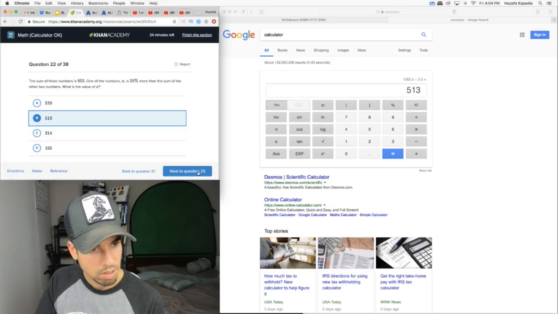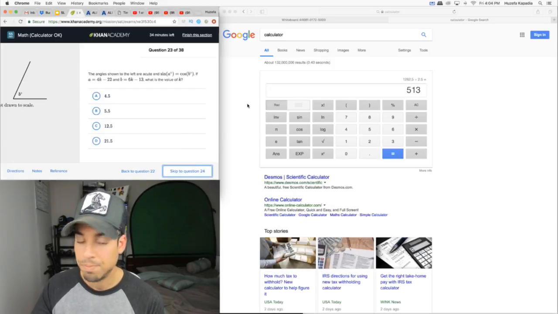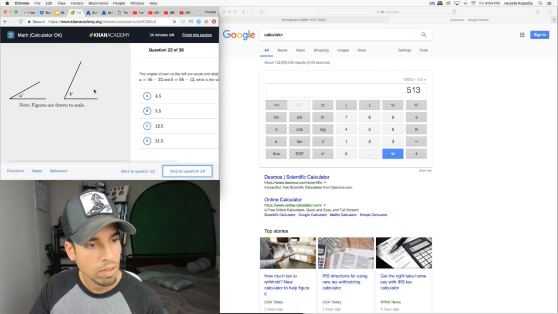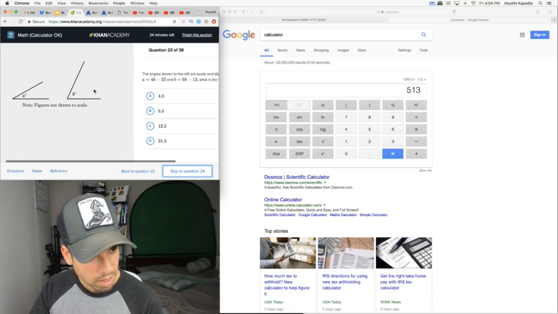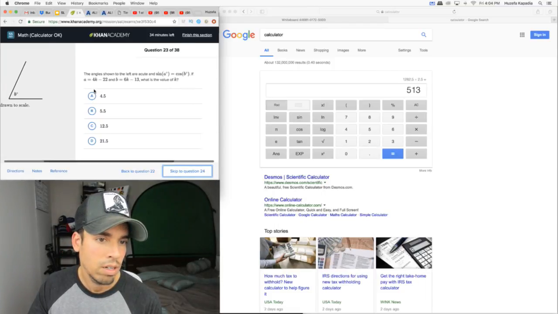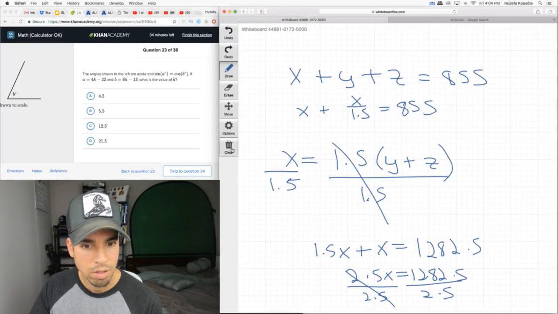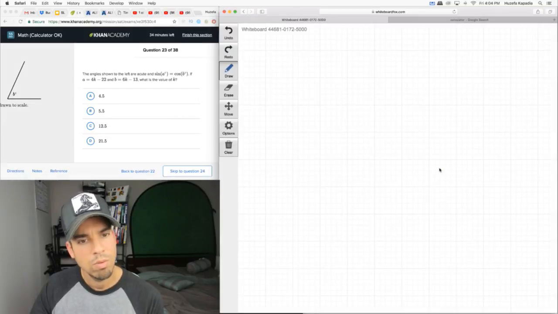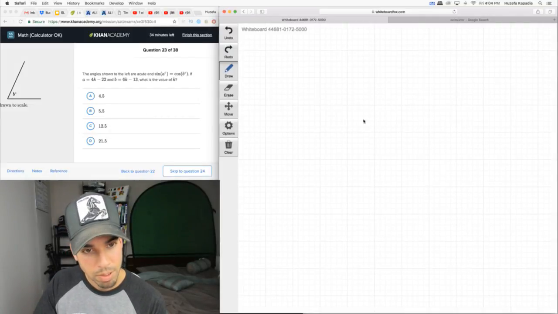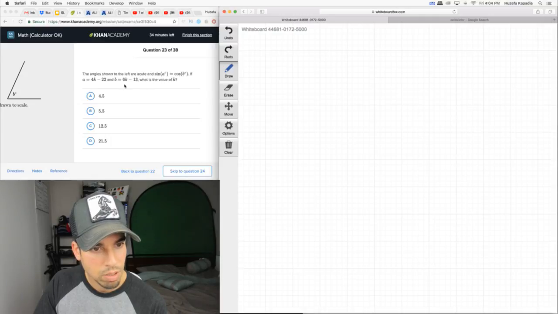Very nice. That makes sense to me. Okay. Note, figures not drawn to scale. The angles shown to the left are acute, and sine of A equals cosine of B. Well, then those two angles are equal, by the way. But if A equals 4K, then what is the value of K?